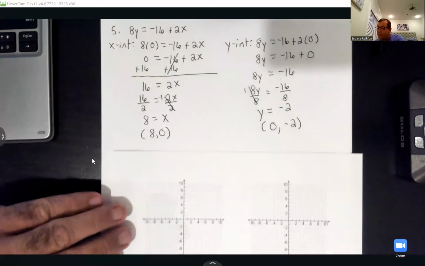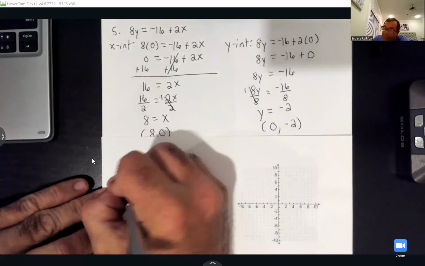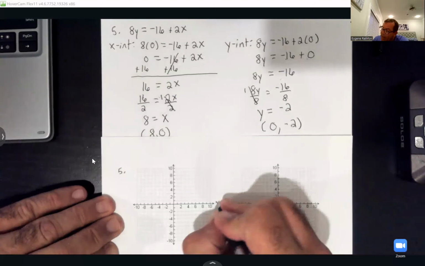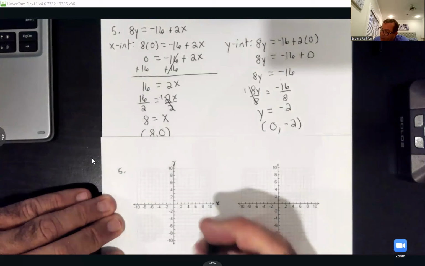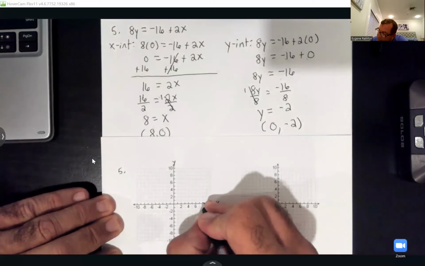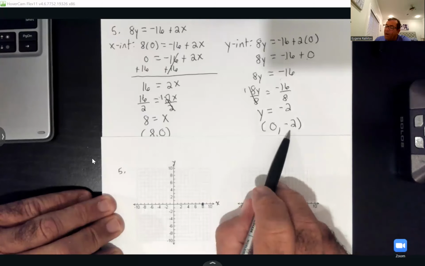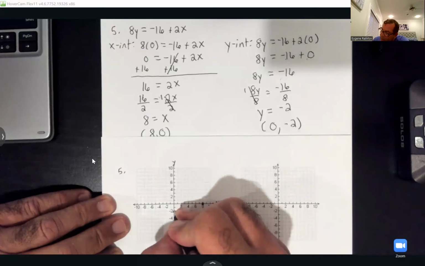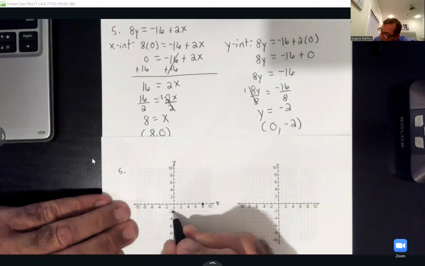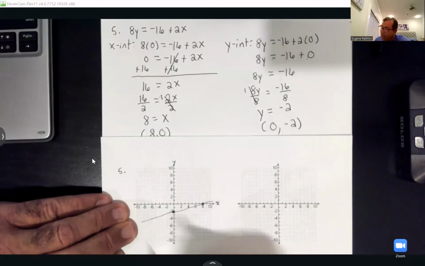So let's see. I can see them right there. So our number 5, x-axis, y-axis. My x-intercept is (8, 0). So go right over here to 8. Stay at 0 for the y. Y-intercept is (0, -2). So starting at 0, go down to -2. So y'all got my 2 points, and then just draw your line.